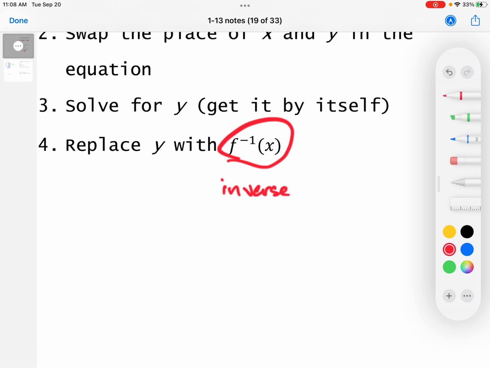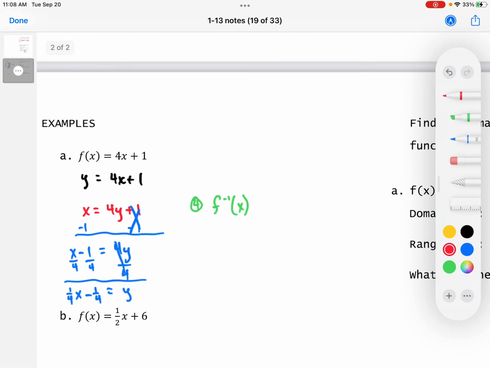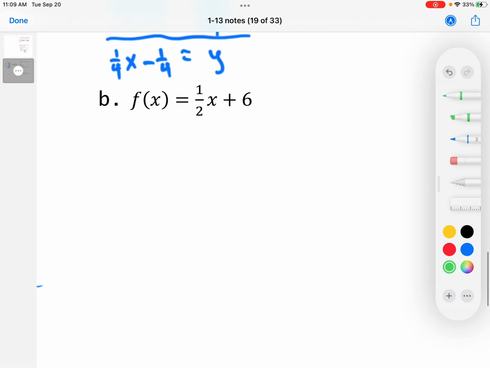Okay, whenever you see that little exponent of -1, that's talking about that this is the inverse of the function f. Okay, so f inverse on this one equals what we just found, 1/4 x minus 1/4. That's the inverse of the original f that we started with. Let's try it again on part B.